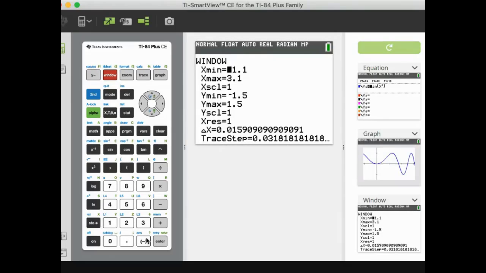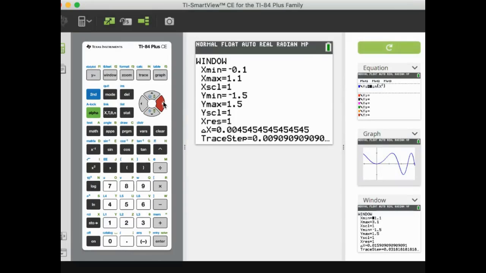And the window was 0, and I want to go a little bit to the left of 0. So I'm going to say negative 0.1. Make sure you're using the negative symbol, not the minus, because those are different. Then it went to 1, so I'm going to say 1.1. And my x scale is just going to be 1, by the way.